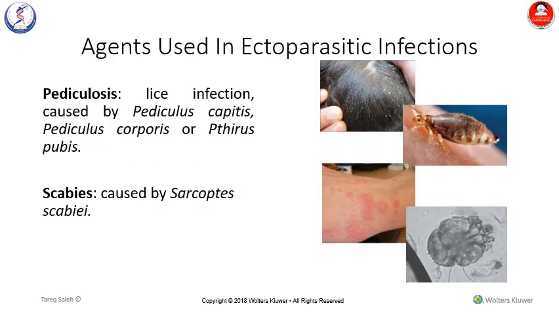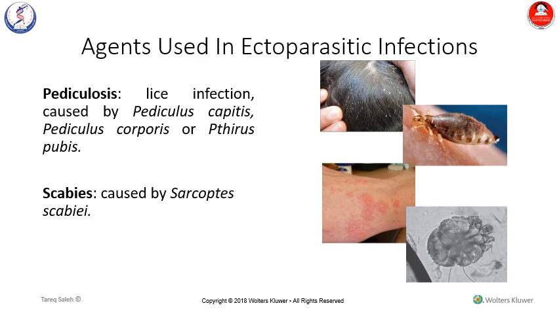Ectoparasites are parasites that live on the skin of animals from which they derive nutrition. These are usually either pediculosis caused by lice infection or scabies caused by Sarcoptes scabiei. These diseases are actually very common in Jordan, especially in the peripheral areas where people come in contact with animals.